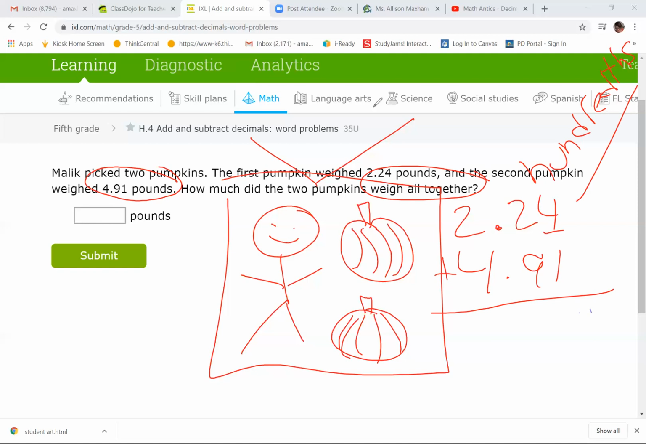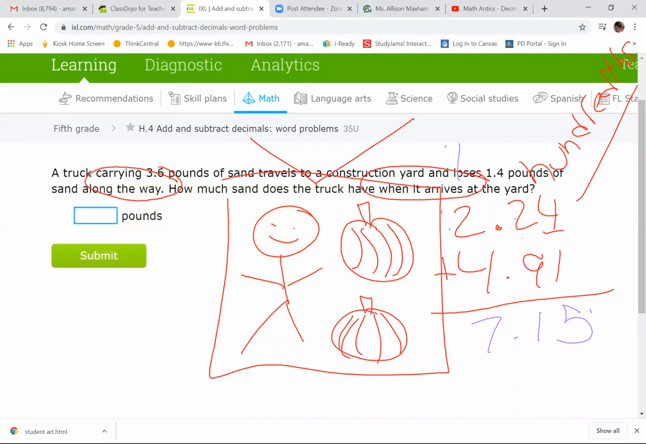All right, 4 plus 1 is 5. 9, 10, 11. I'm going to carry that. 4, 5, 6, 7. And don't forget that decimal. So my answer is 7 and 15 what? Not 15 tenths, it's 15 hundredths. 7 and 15 hundredths.